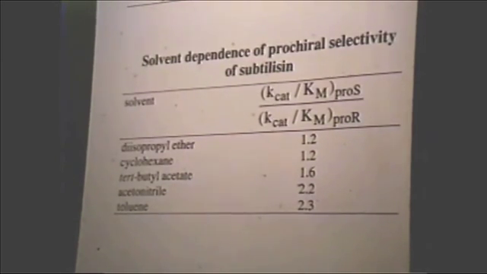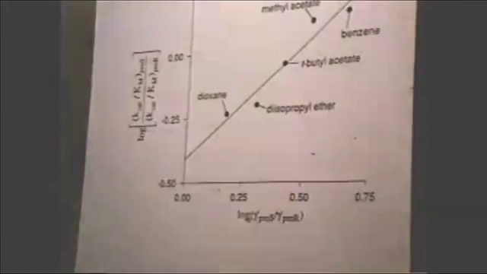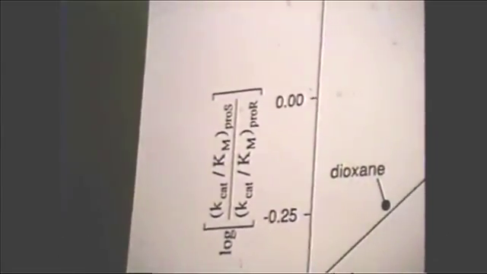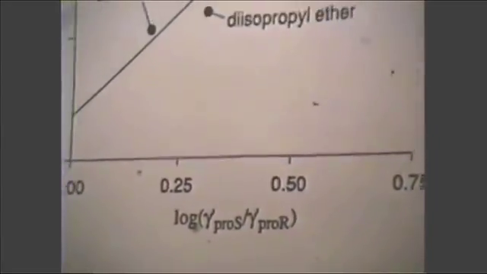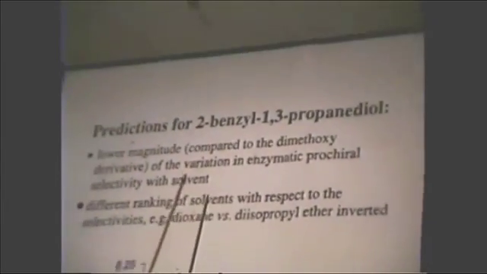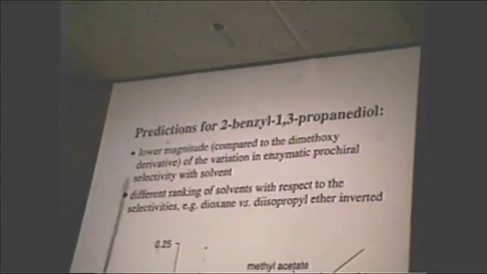I mean, you made a prediction and you verified it. It feels good. Okay, now we made another prediction. And the prediction we made is that basically this analysis shouldn't be limited to the particular substrate that we worked with. So what we did, we took that substrate, which was a dimethoxy thing, and we cut off the methoxy group.